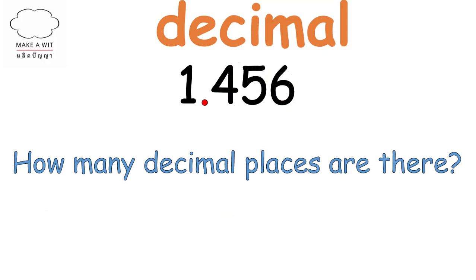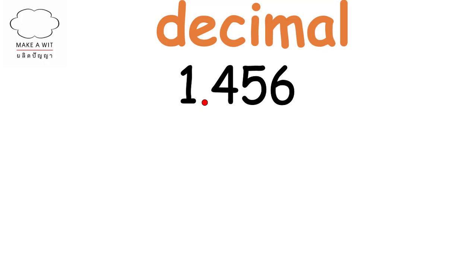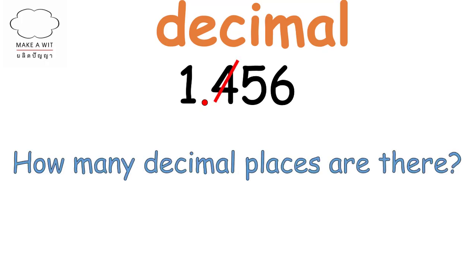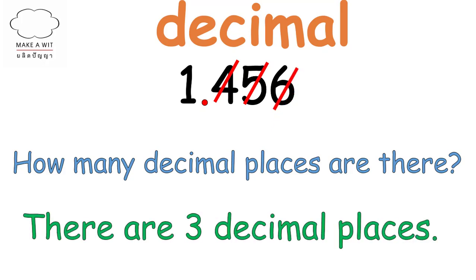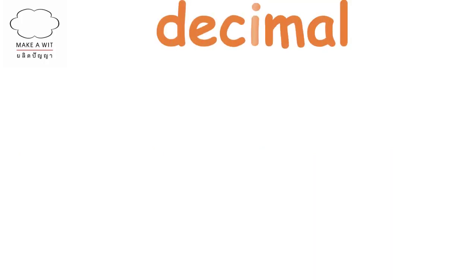Everybody look at this again. This number is 1.456. Okay? And you look at the point, the red color. After the red point are the numbers 4, 5, and 6. So we start to count the decimal places from number 4. Number 4 is the first decimal place, number 5 is the second decimal place, and number 6 is the third decimal place. So there are 3 decimal places. Understand?